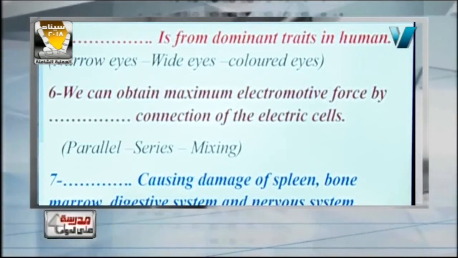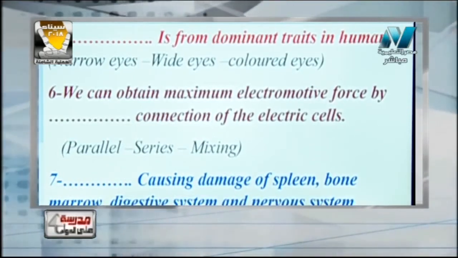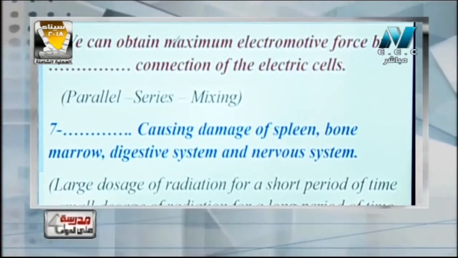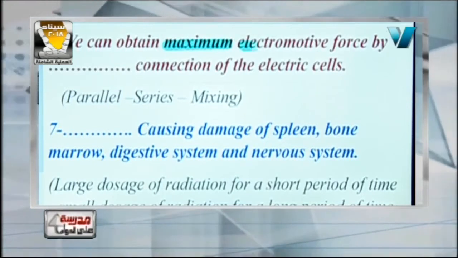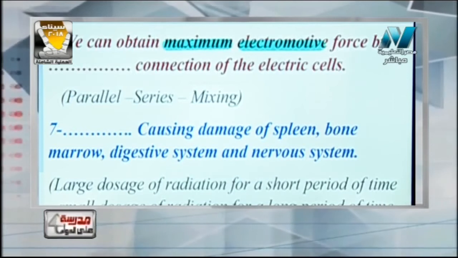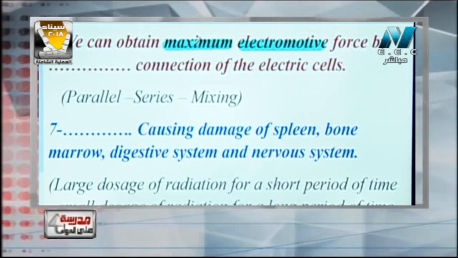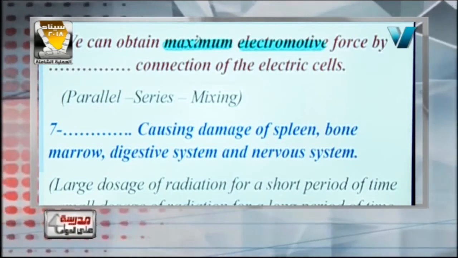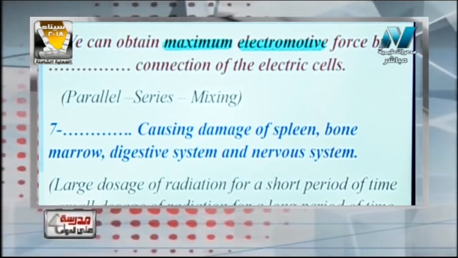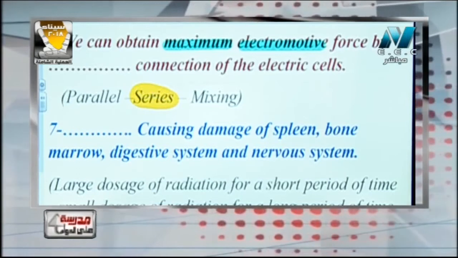Next one is from dominant trait in human. Of course, we said this a little while ago. Number 6: we can obtain maximum electromotive force by what connection of the electric cells? Maximum electromotive force of the battery equals E1 times the number of the electric cells. So here we have to write series connection.